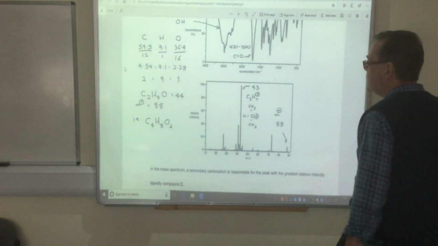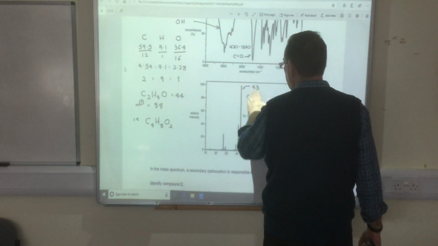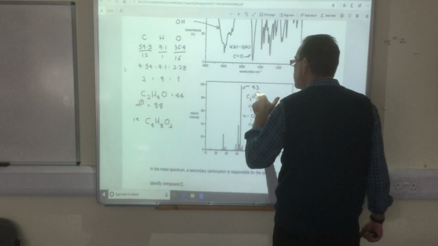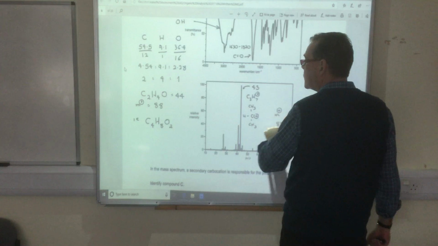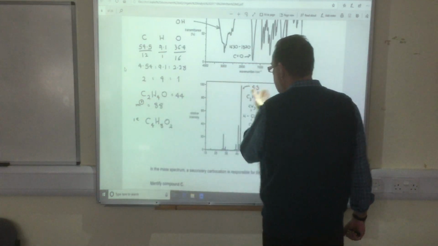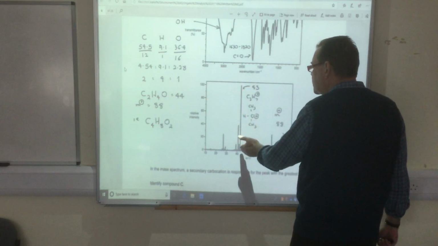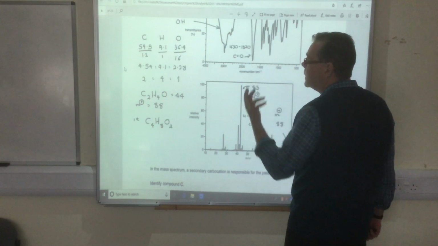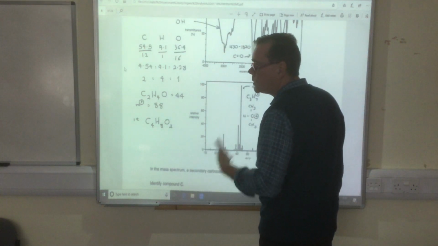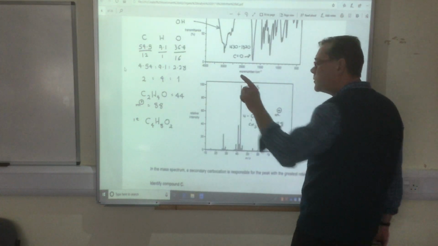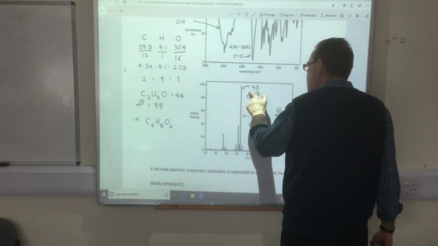Now, fragmentation patterns can be tricky. But if you look at this, C3H7+, don't forget you've got to put a positive in there because these are ions. 43, that's a classic fragment for a propyl group, but we haven't spent a lot of time on this, so watch out.